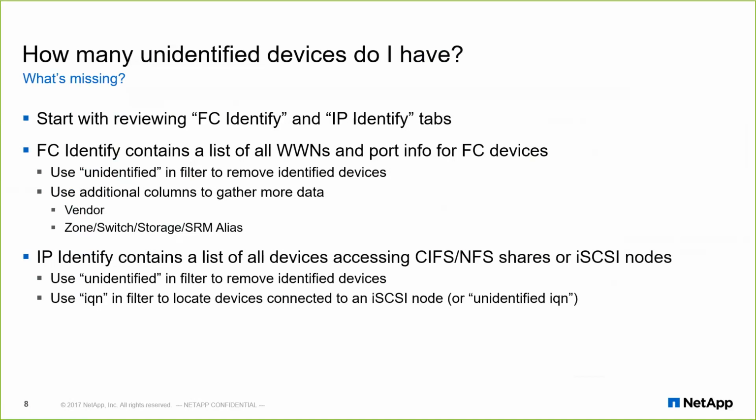Again, I want to go through and find what's missing, so I'm going to put unidentified in my filter to pull out all the resolved devices, get a good idea of what's left in the environment that I don't have this additional visibility on. And then if I want to, I can refine it a little bit further, and I'll add IQN into the filter. That way I can go from identifying everything, including all the shares, down to specifically those iSCSI nodes that haven't been identified.